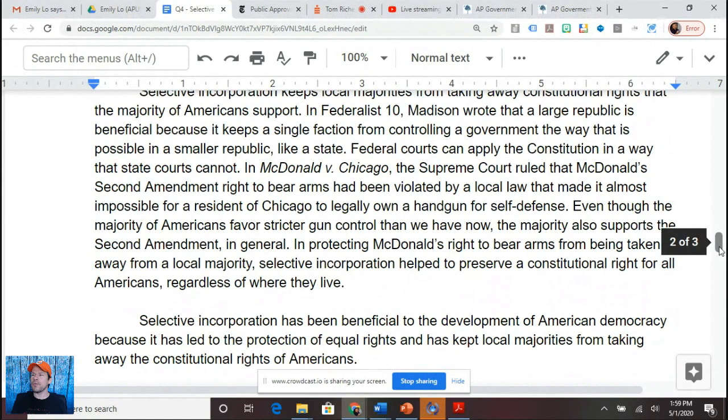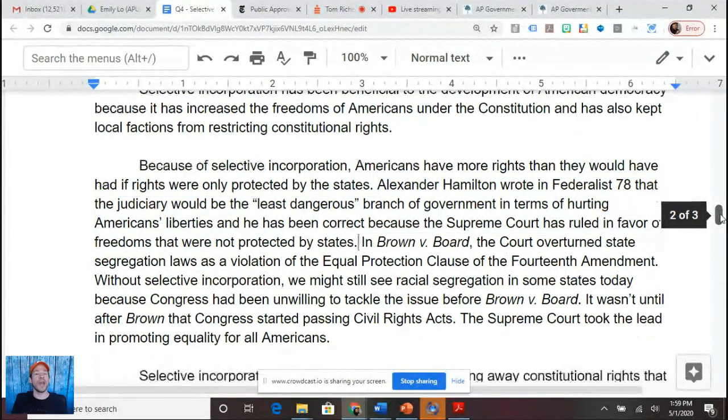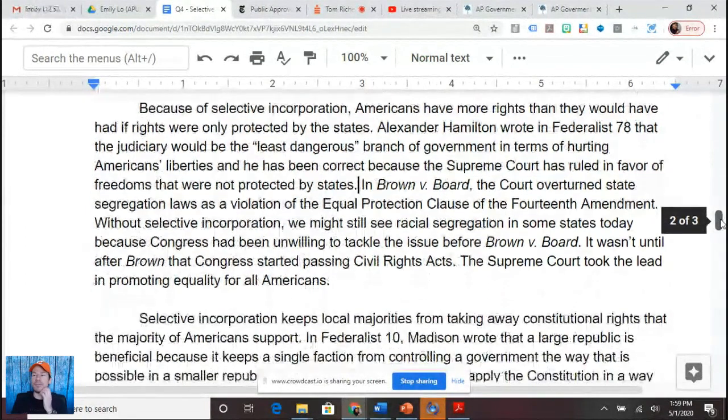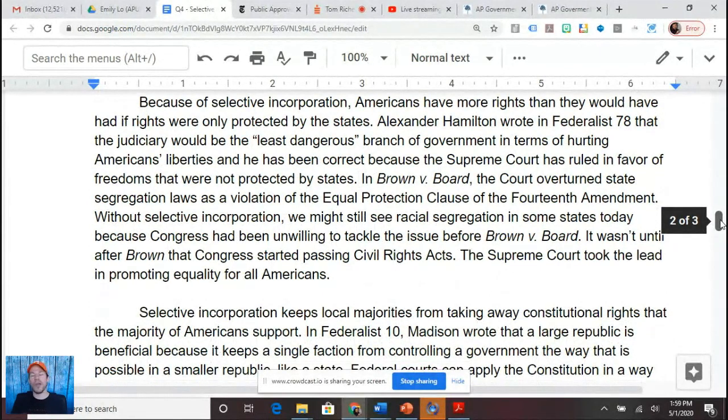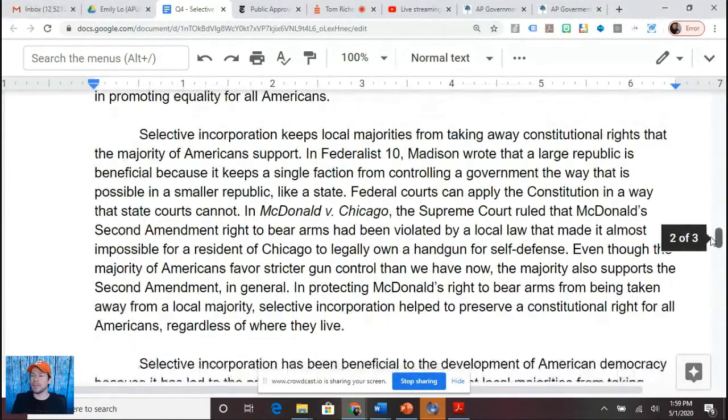Now, note here that even if a reader wanted to be really stubborn and say, well, the 14th Amendment's not the Bill of Rights, I've made a reference to Federalist 78. That's where I'm kind of covering myself just in case a reader thinks that something's not in bounds. I don't see why Brown v. Board would not be in bounds here. But at the same time, I'm throwing in a little bit of extra evidence just in case the reader feels like I'm going out of bounds with one of those pieces of evidence or doesn't buy my explanation. Selective incorporation keeps local majorities from taking away constitutional rights that the majority of Americans support.